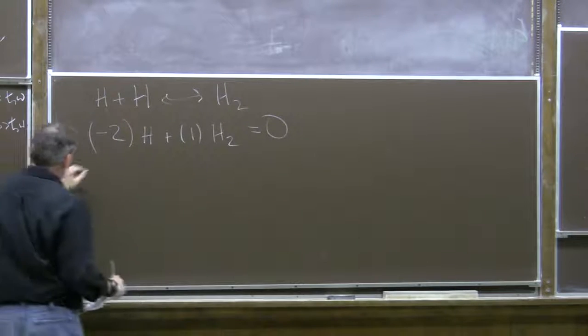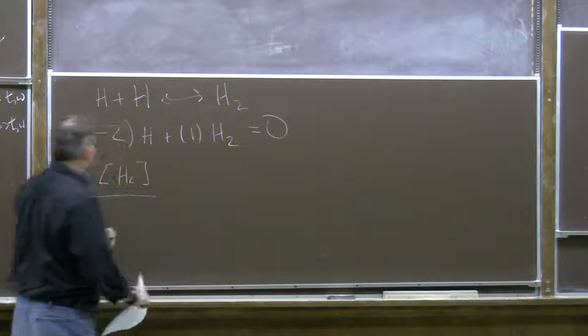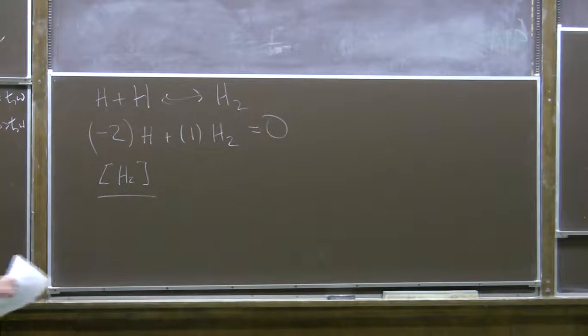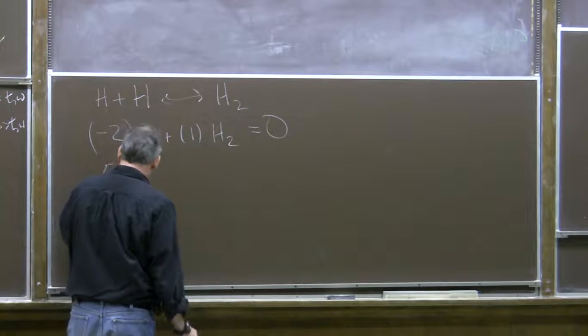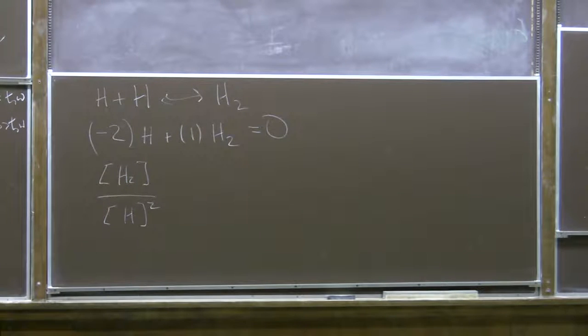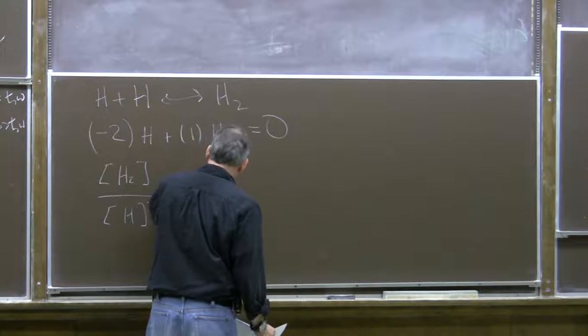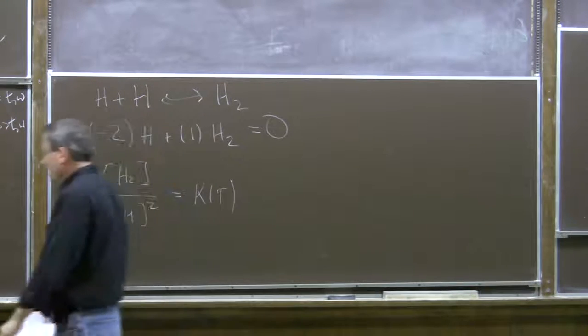So the law of mass action says that the concentration of hydrogen molecules divided by the concentration of hydrogen atoms squared is equal to the constant K of tau.